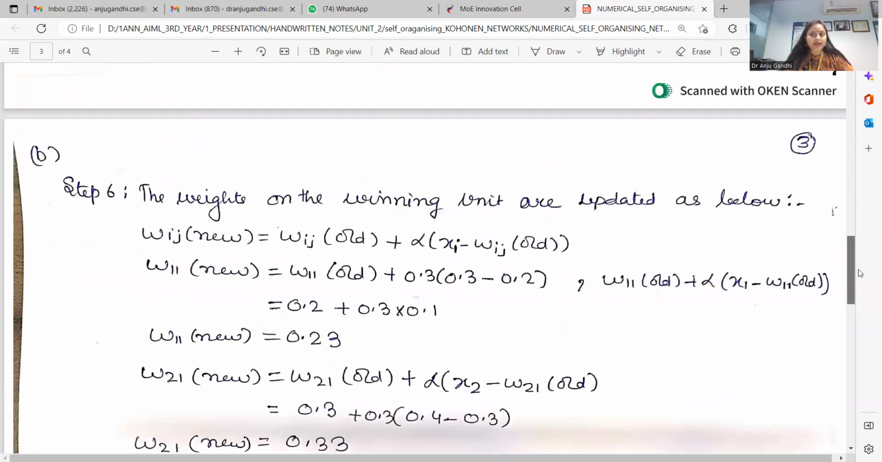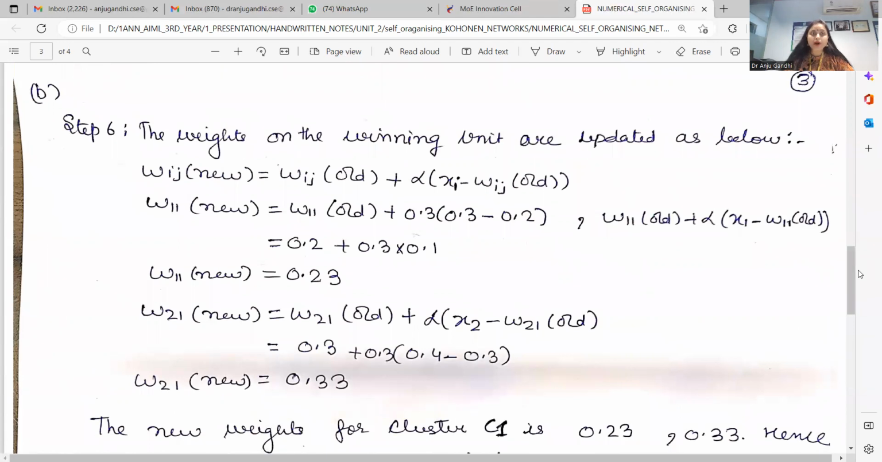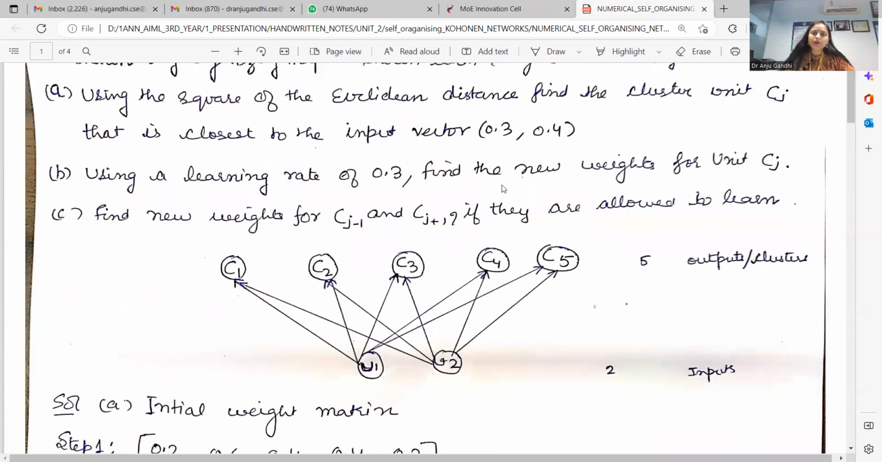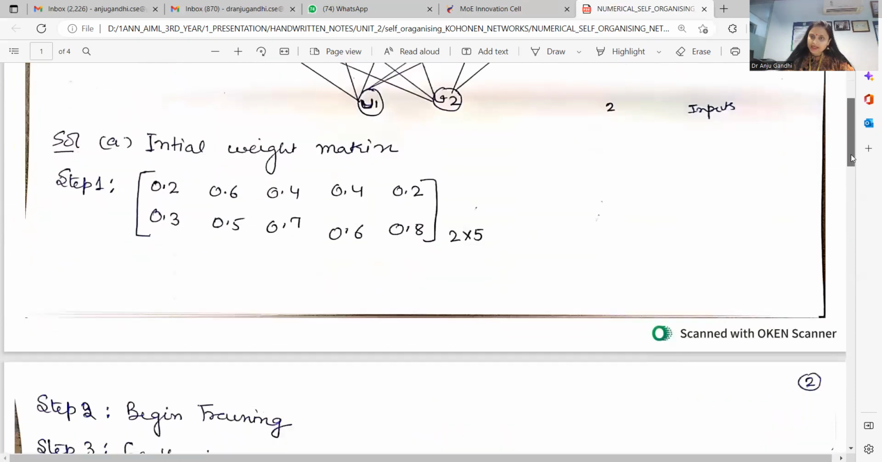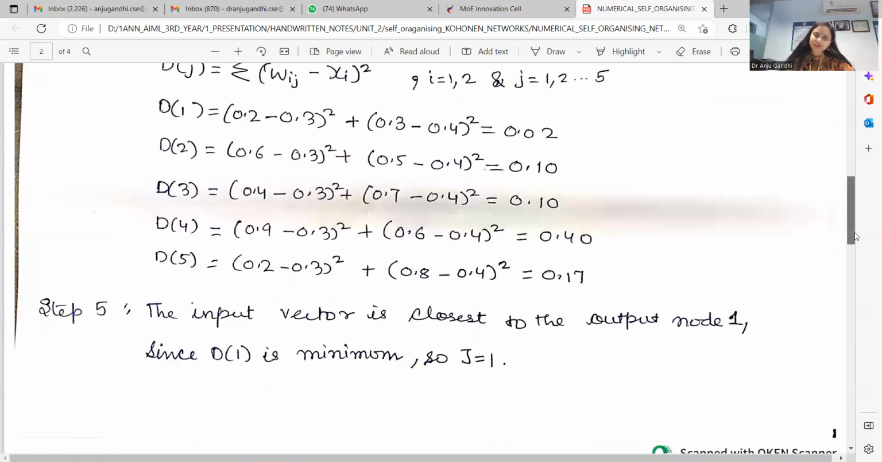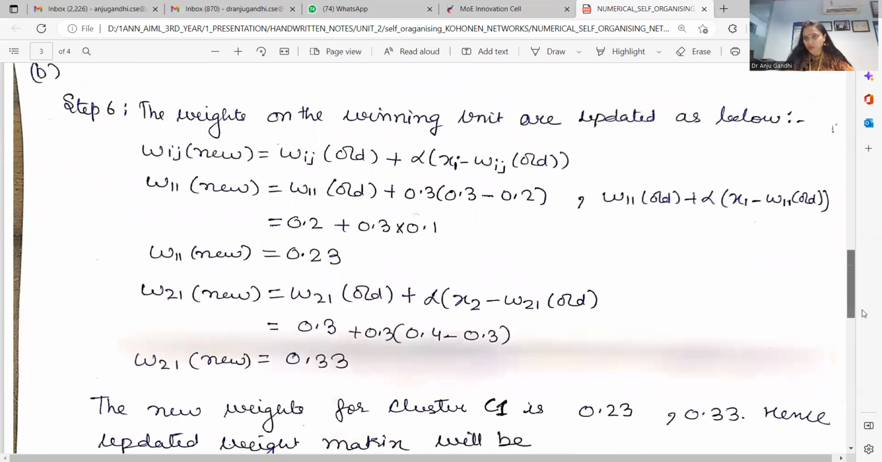Now for the second, what is the next step for us to do? The next step is that we have to update the weights as the second part is saying. The second part is saying we have to find out the weights, right? So we have calculated the DJs, that is the Euclidean distances. We got which one is the closest one. So the next thing is we have to update the weights.